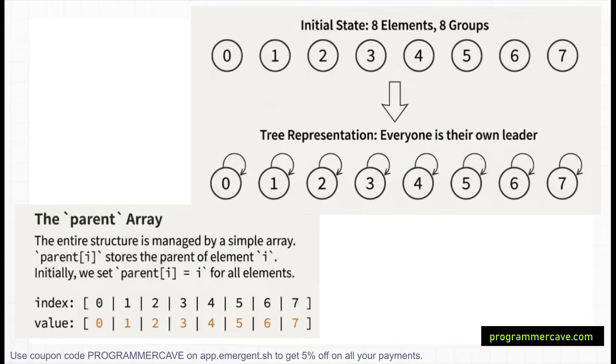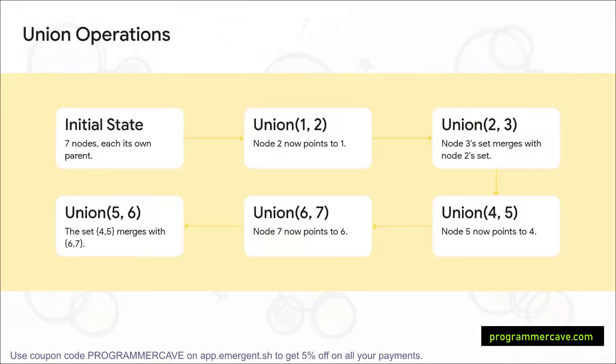At the very beginning, nobody is connected. Everyone is their own little group, so every element is its own parent. Visually, you can just picture a bunch of tiny, single-node trees. So let's watch this grow. We start with 7 nodes, all on their own. We do a union(1, 2), simple enough. Node 2 now points to 1.